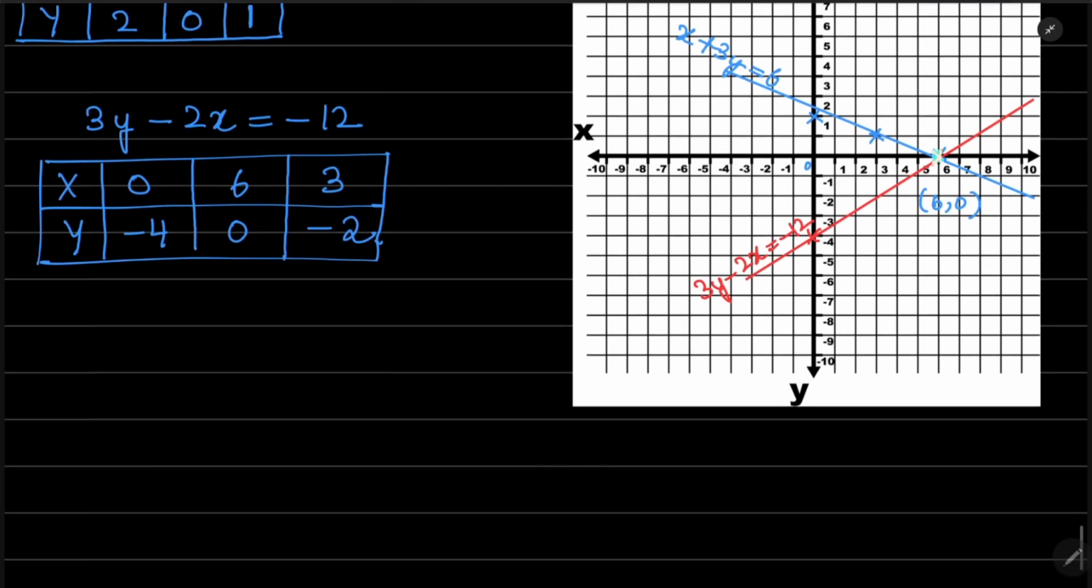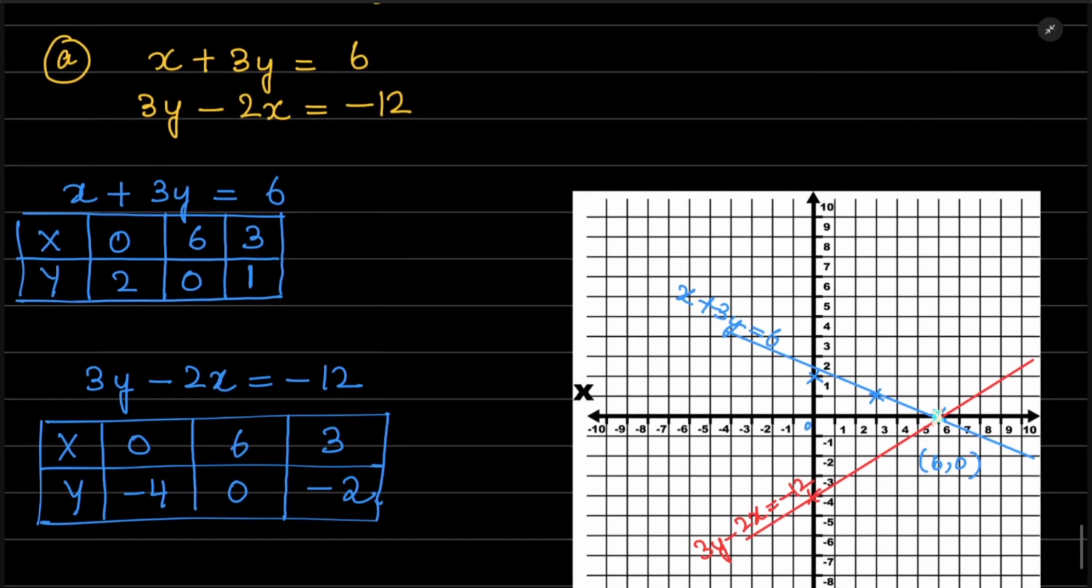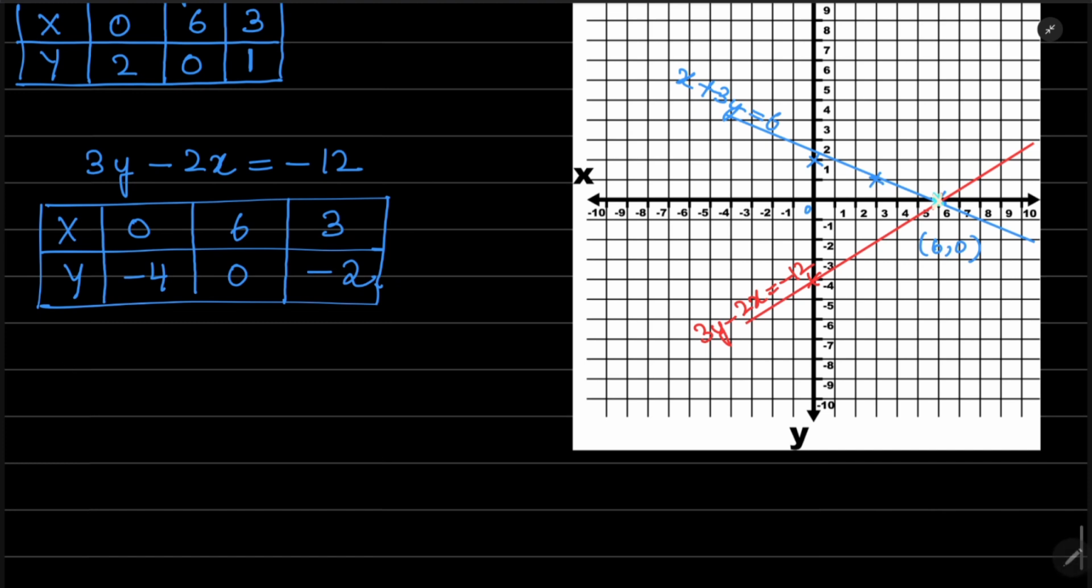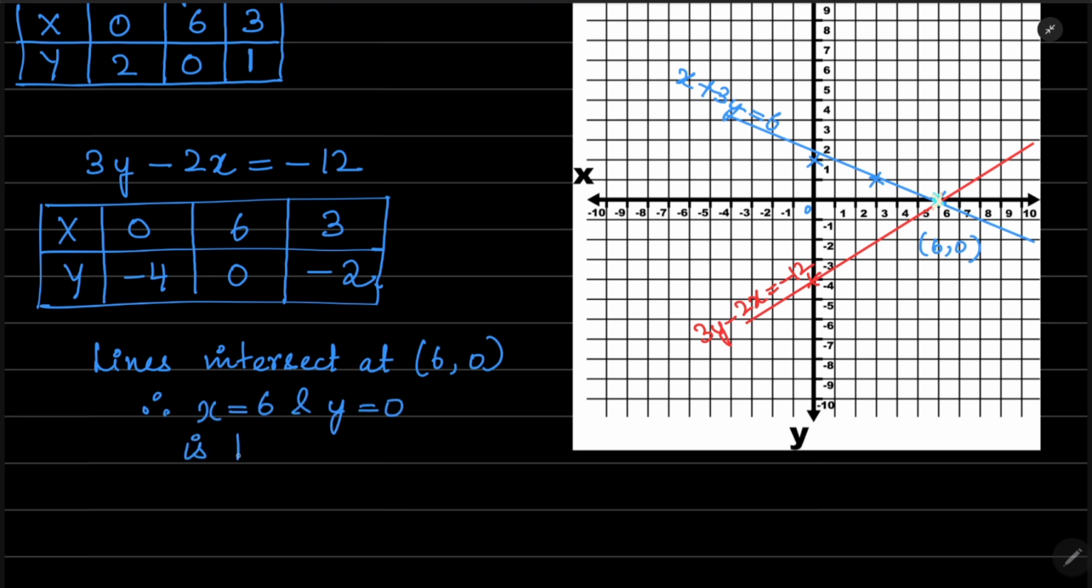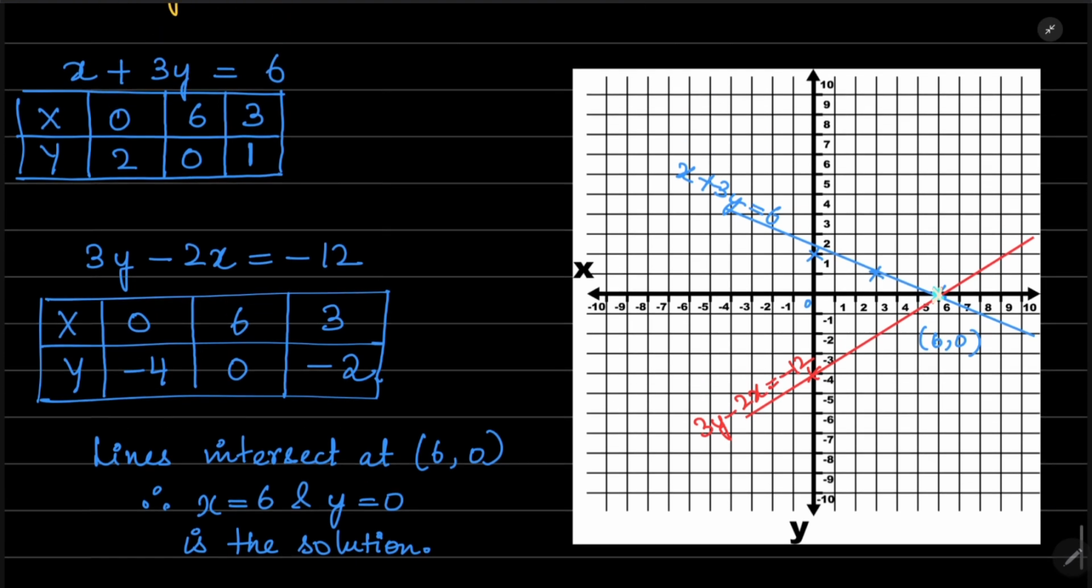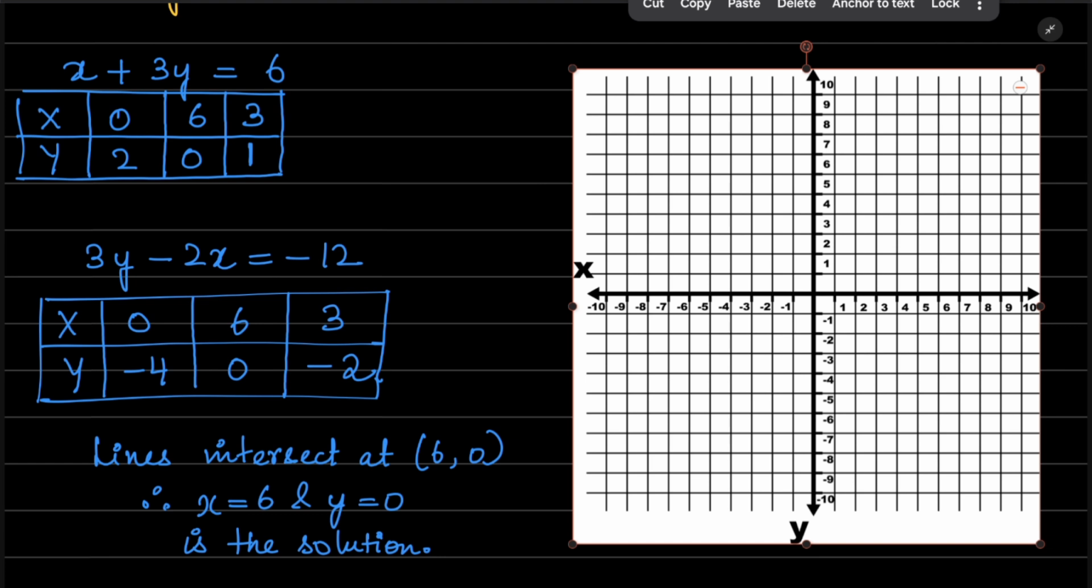So therefore you should write, you are asked to solve the pair of equations graphically, so you can write the lines intersect at 6, 0. Therefore, x equal to 6 and y equal to 0 is the solution of the given pair. So this is your answer. I hope you understood. This is how you have to plot the graph clearly, very clearly after identifying the coordinates.